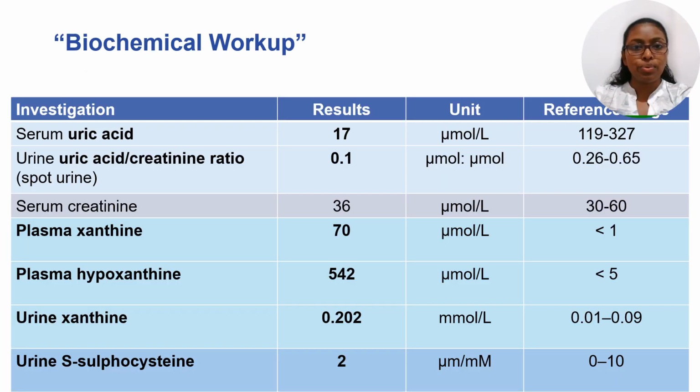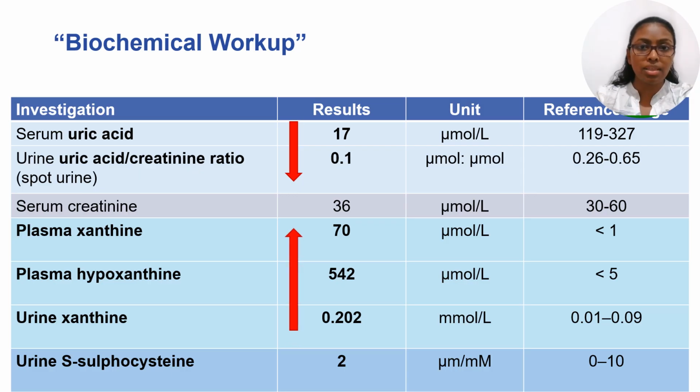Biochemical workup shows low serum uric acid and urine uric acid to creatinine ratio, resulting in hypouricosuric hypouricemia. This is due to loss of xanthine dehydrogenase activity. This is supported by massive elevation in plasma hypoxanthine, xanthine, and urine xanthine. Interestingly, urinary S-sulfocysteine is within normal range.